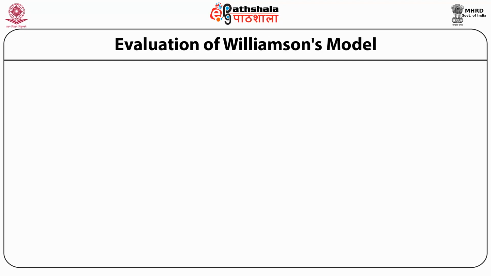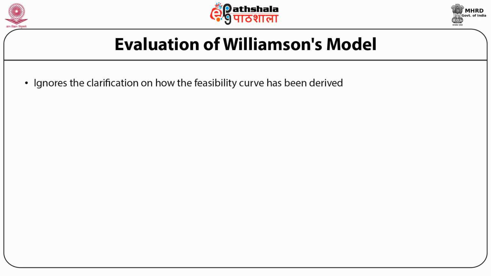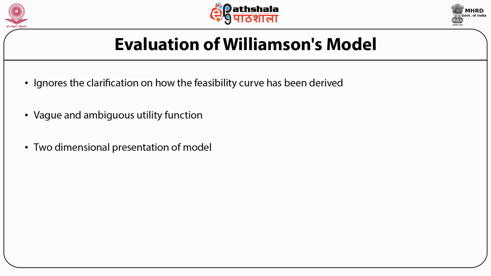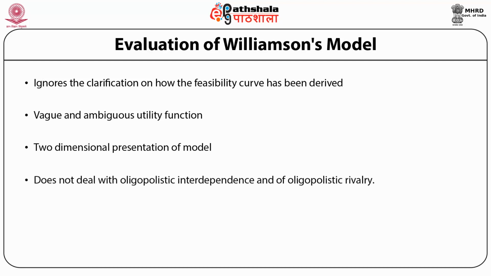Evaluation of Williamson's model. It ignores the clarification on how the feasibility curve has been derived, has a vague and ambiguous utility function, and uses a two-dimensional presentation of the model. It does not deal with oligopolistic interdependence and oligopolistic rivalry.